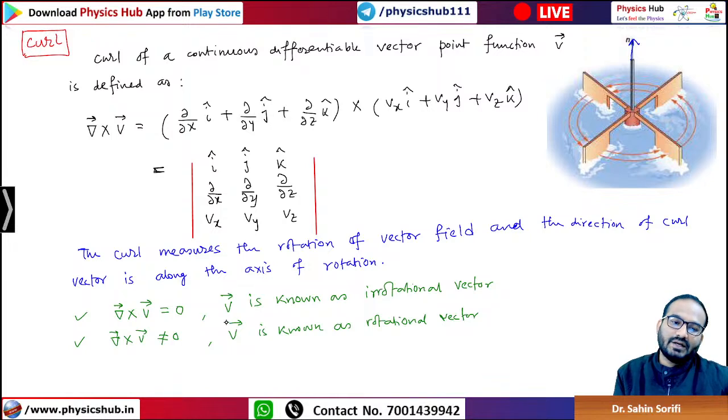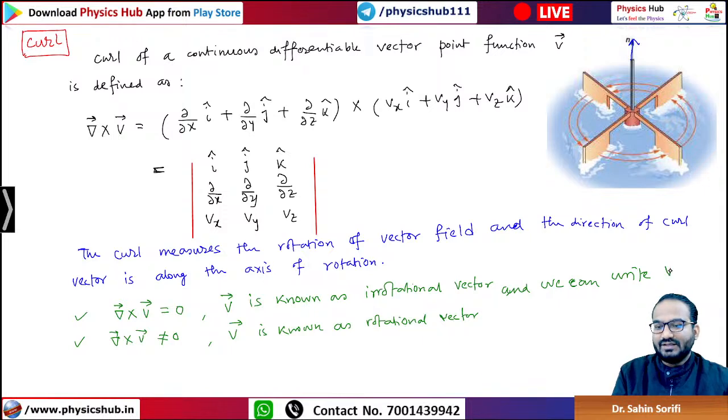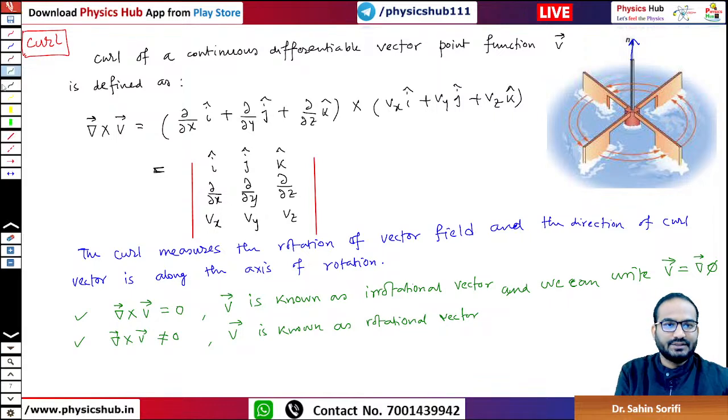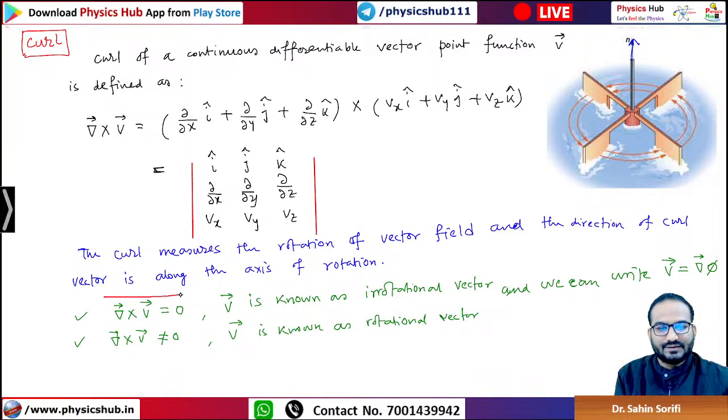Now you see, if curl of V is equal to 0, we can write a special thing. We can write that V is the gradient of some scalar function. If curl is 0, we can write that vector function as the gradient of some scalar function. This one is very important. Many a times you will see this, and question may come from this fact also.